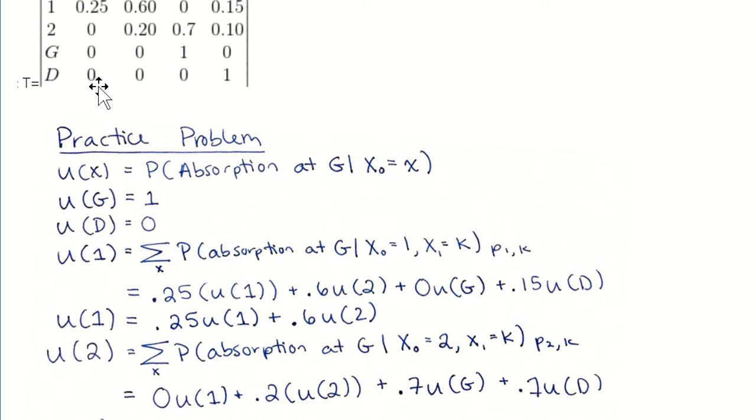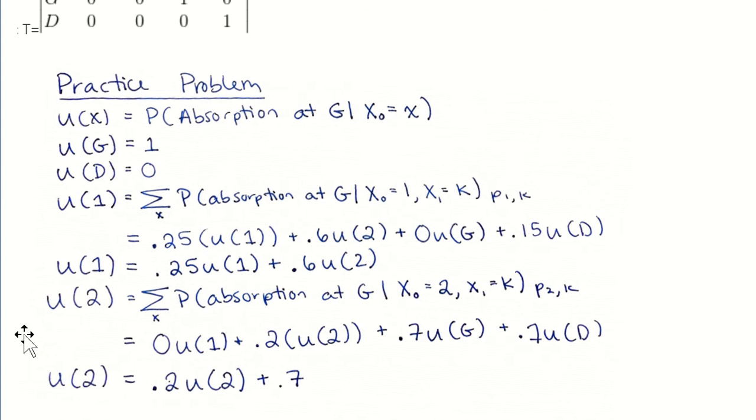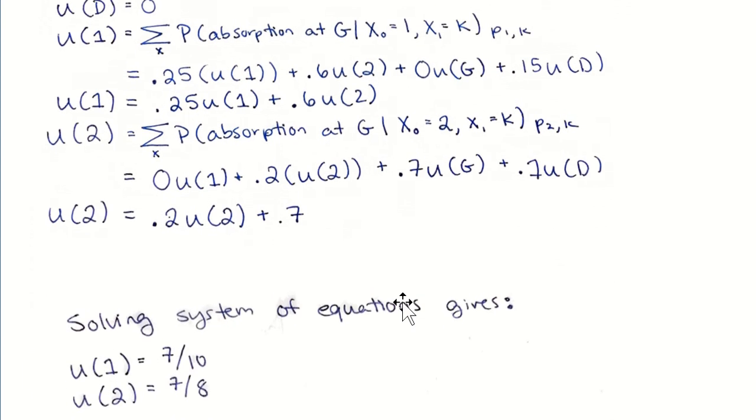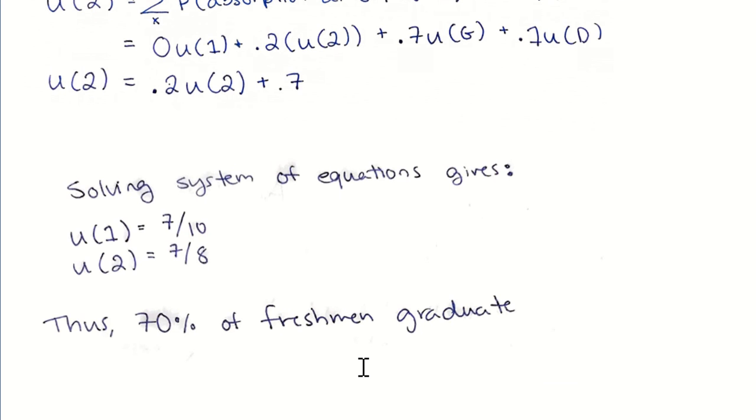So 0 times u1, 0.2 times u2, 0.7 times ug, and 0.1 times ud. So the equation for u2 looks like this. We can combine our equations for u1 and u2 to make a system of equations. And when we solve, we get u1 is equal to 7 out of 10, and u2 is equal to 7 over 8. And thus we can conclude that 70% of freshmen eventually end up graduating because u1 is equal to 7 over 10.